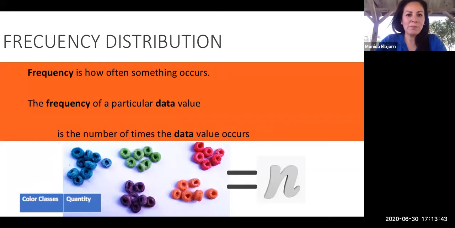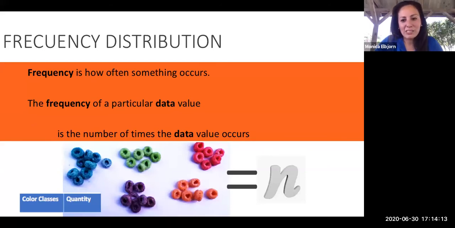So what do we mean by frequency distribution? Frequency is only how often something occurs. It's just how many times it repeats. For example, if we have the Fruit Loops on this graph, the frequency will be 2, 4, 6, 7 times. What about the red ones? The red ones will be 6. And then the orange will be 6. And the blue ones will be 2, 4, 6, 8, 9. So the frequency of the blue ones will be 9.